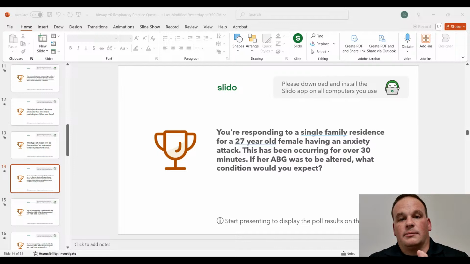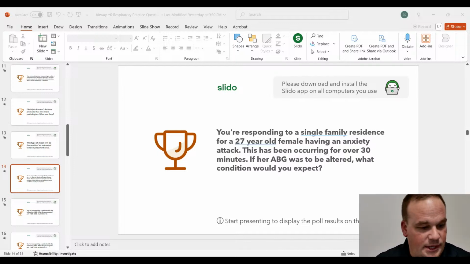So the next question is, you are transporting a patient with the following ABG. What do you suspect? pH 7.28, carbon dioxide 45, HCO3 18.